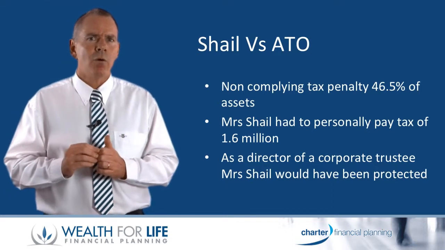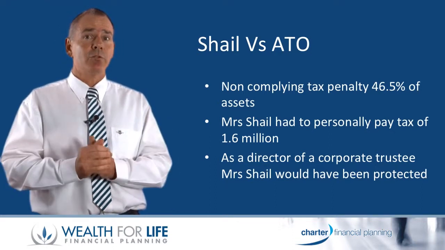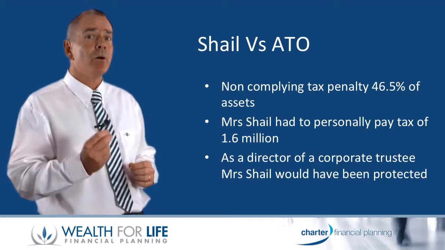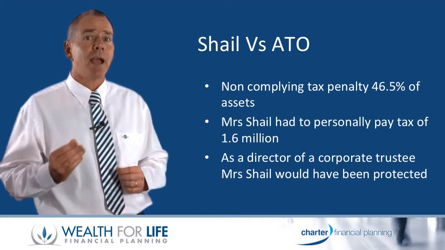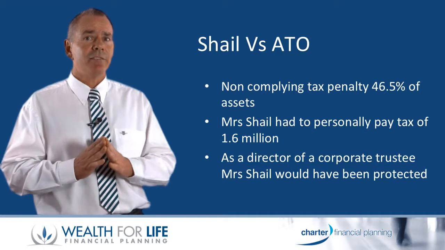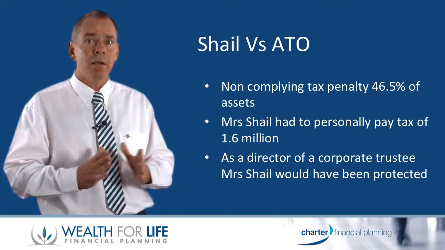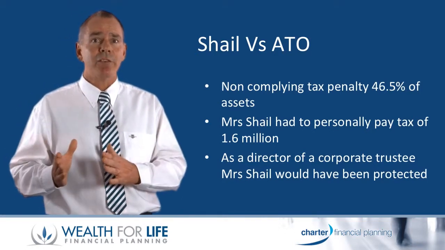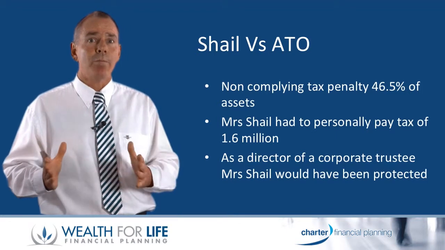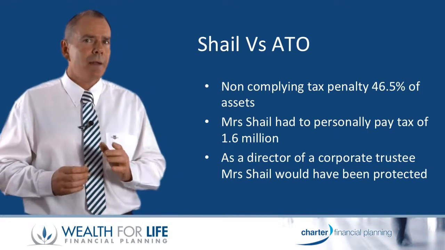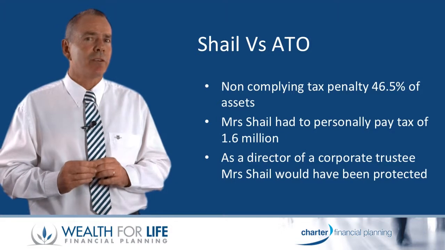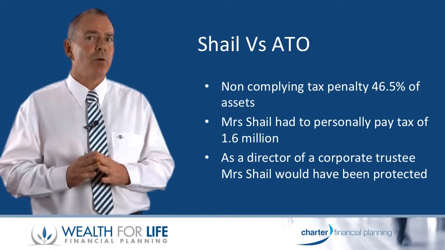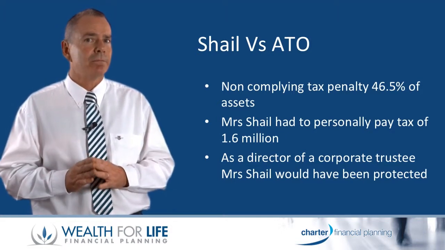As Mrs. Shale was the only remaining individual trustee, she became personally responsible to pay the tax penalty. As the SMSF now had no money, Mrs. Shale had to sell other assets to pay the ATO tax of around $1.6 million. Had Mr. and Mrs. Shale had a corporate trustee, Mrs. Shale's personal assets may have been protected.